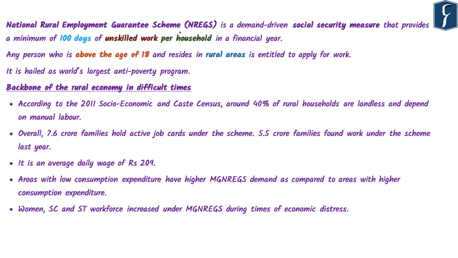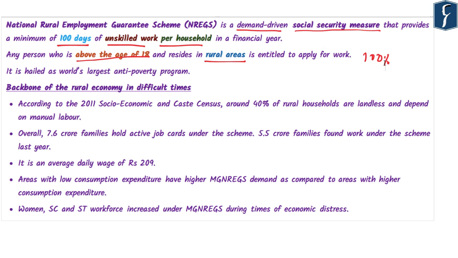The National Rural Employment Guarantee Scheme is a demand-driven social security measure that provides a minimum of 100 days of unskilled work per household in a financial year. This information is important for the prelims examination. Who is eligible for the scheme? Anyone who is above 18 years of age and resides in rural areas. This scheme is applicable throughout the country except for those districts which have 100% urban population. And how urban and rural population are decided in India, you have to tell me that in the comment section.